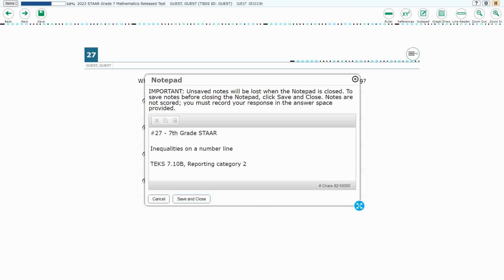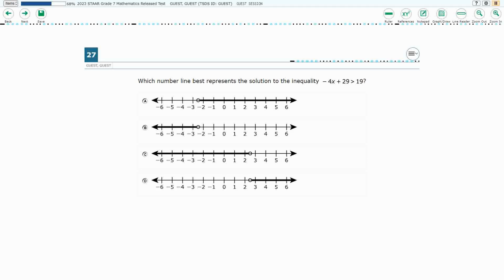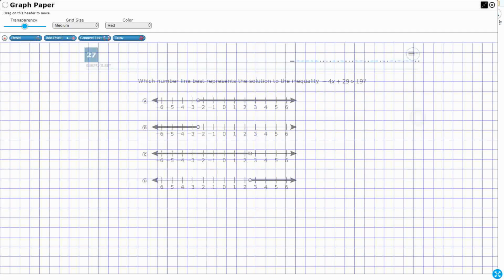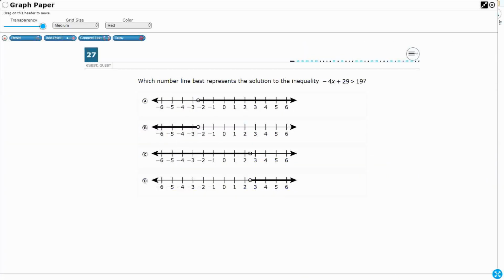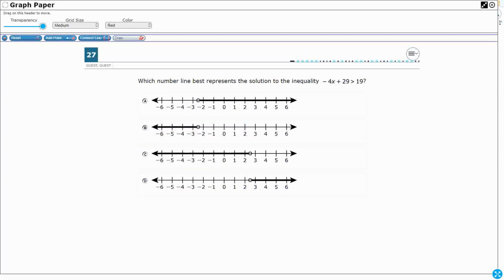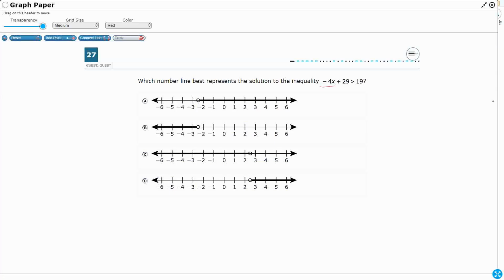Number 27, we are looking at inequalities on a number line. This is TEKS 7.10b, reporting category 2. So we need to simplify this inequality here, and we need to find which one best represents it on the number line, right? And you can probably guess, yes, we are going to have a negative coefficient in front of x. We are going to need to divide by a negative and flip that inequality.